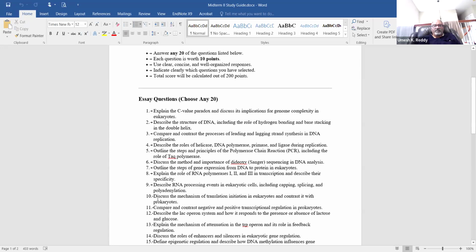So question number 10 is the mechanism of translation initiation. Now you need to discuss translation in a little bit more detail in this question. Because if you are prepared for transcription and translation, this translation initiation can also be studied. So what is most important in translation initiation?